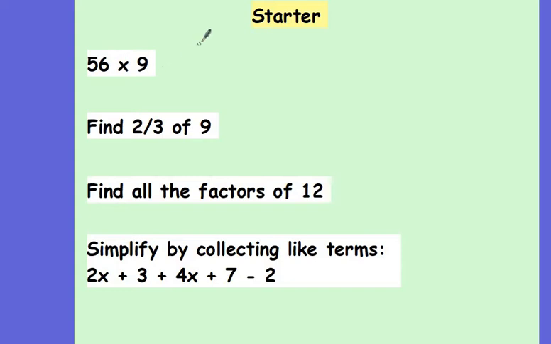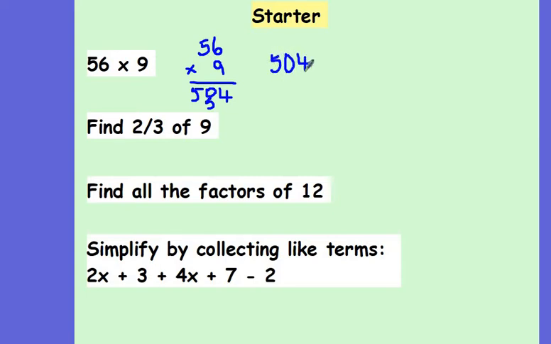Right, let's go through the answers. For the first one we need to do 56 multiplied by 9. 6 times 9 gives me what, Owen? 54, lovely. 5 times 9 gives me what, Josh? 45 plus 5 is 50, so you should have got 504.